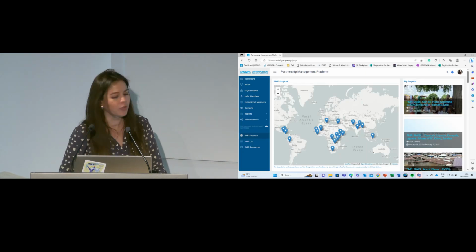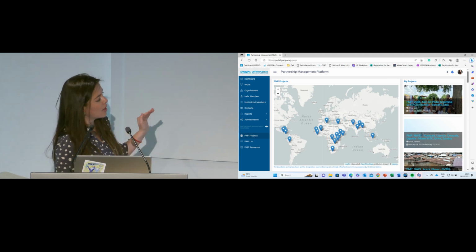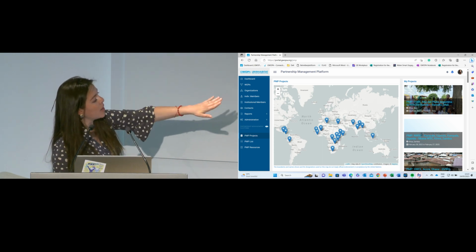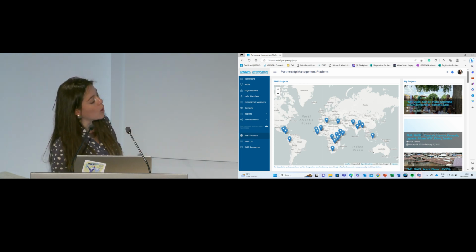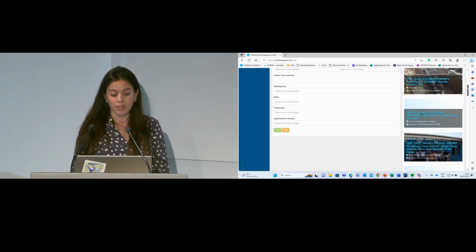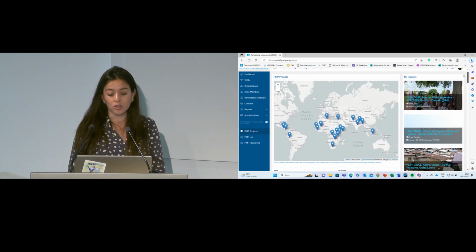Yeah, perfect. Okay, so this is how the PMP looks, the first screen, let's say, of the PMP. You have in the map all the WOPs, all the projects that are going on right now with the tool. You have these filters that can help you search for other PMP projects that you're looking for.